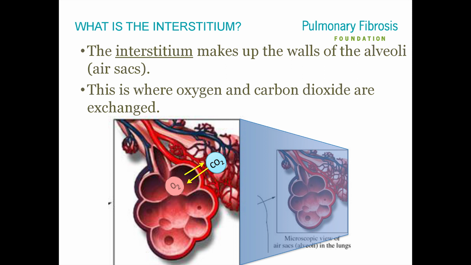So here is a close-up view of what I just showed you, and I'm showing you O2 here in pink and CO2 here in blue, and those stand for oxygen and carbon dioxide. And the oxygen has to move from the inside of the air sac through the wall of the air sac into the bloodstream. Carbon dioxide has to move from the bloodstream through the wall of the air sac into the inside of the air sac so you can breathe it out.